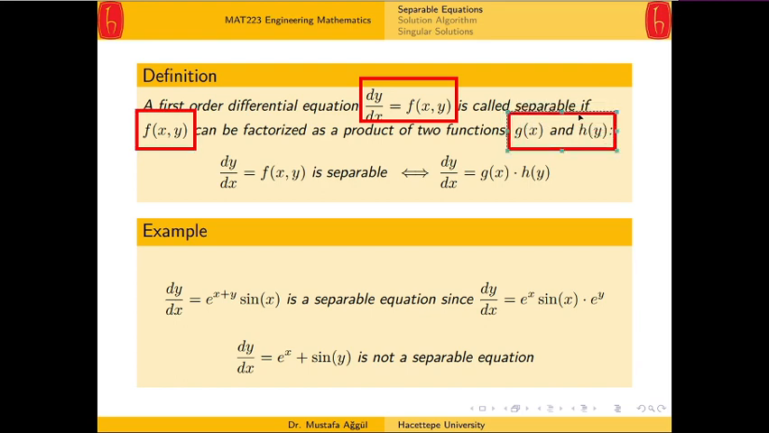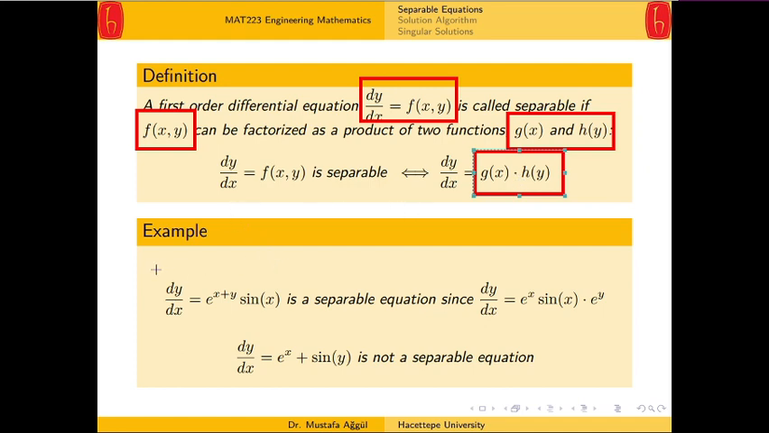What is special about these functions? First of all, the g function is only a function of x and the h function is only a function of y. So it is to say f can be separated into two functions as a product, where the first function is in terms of x and the second function is in terms of y. This way we can separate x terms from the y terms as a product.